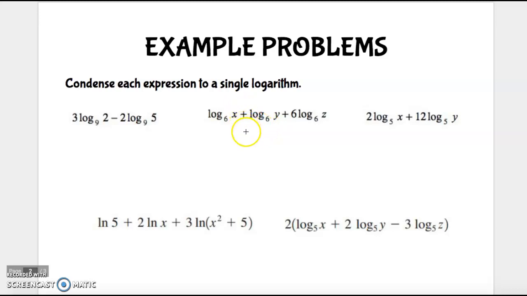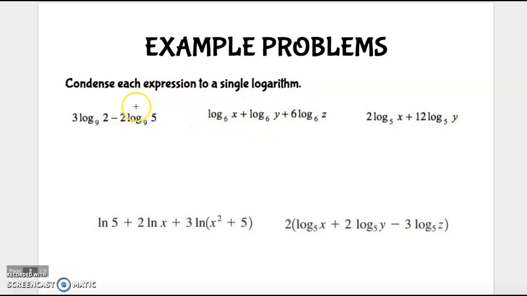All right, in this video, I'm going to go through and just do a bunch of example problems with condensing, combining, expanding, evaluating, all that fun stuff with logarithms. So following the instructions, condense each expression to a single logarithm.